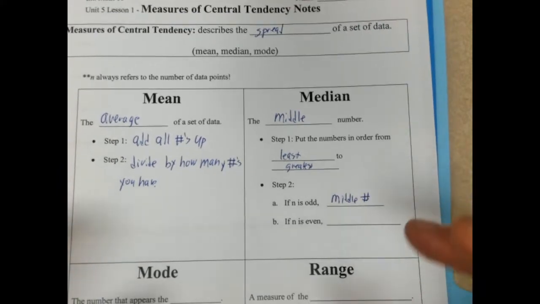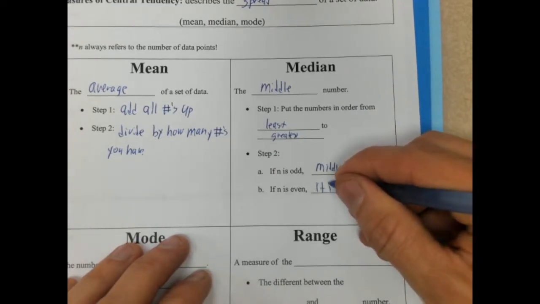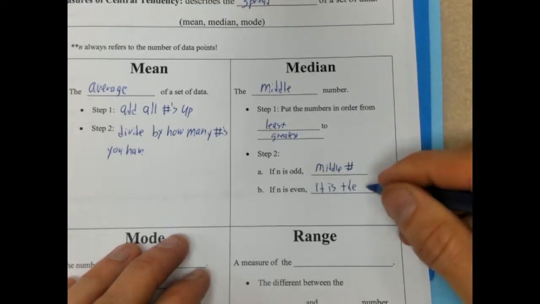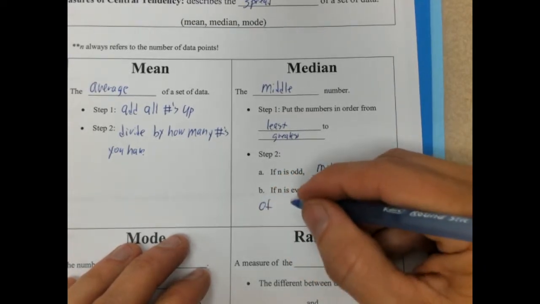And if it's even, that means you're going to have to find the average of the two numbers closest to the center. Okay, so it is the average, or mean, of the two middle numbers.